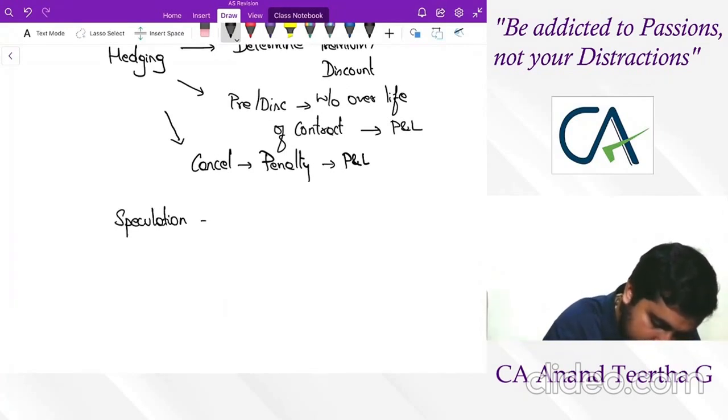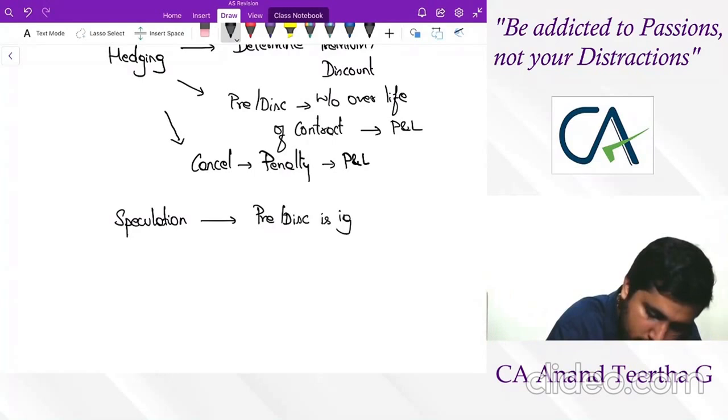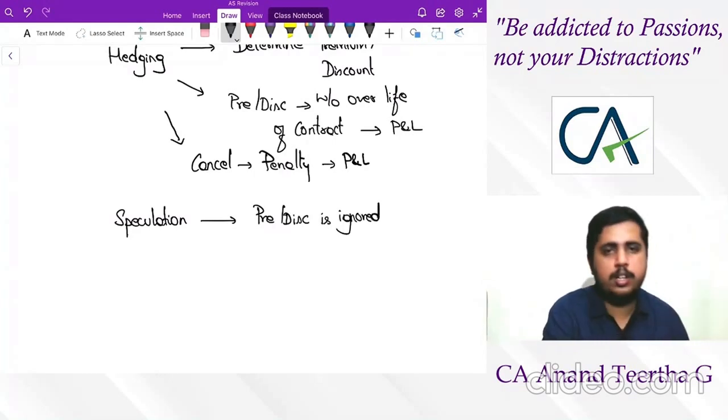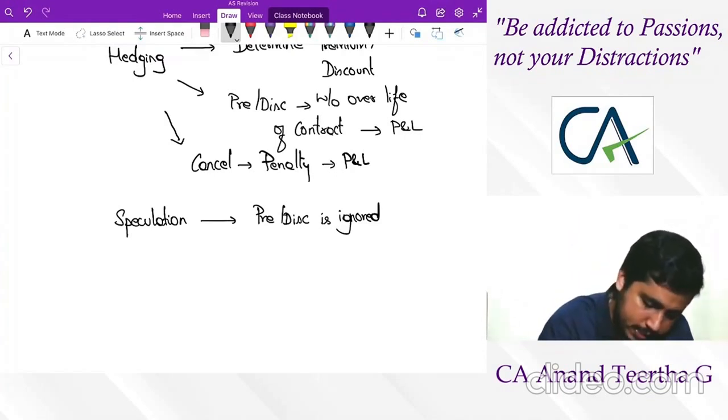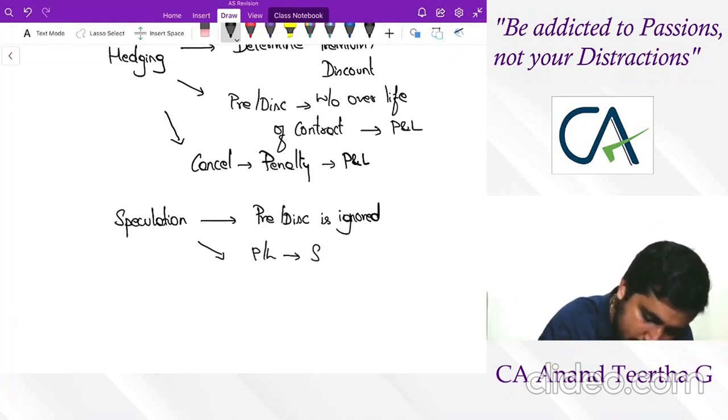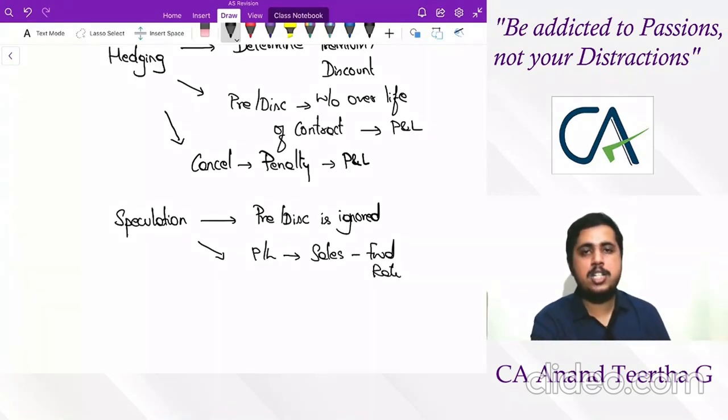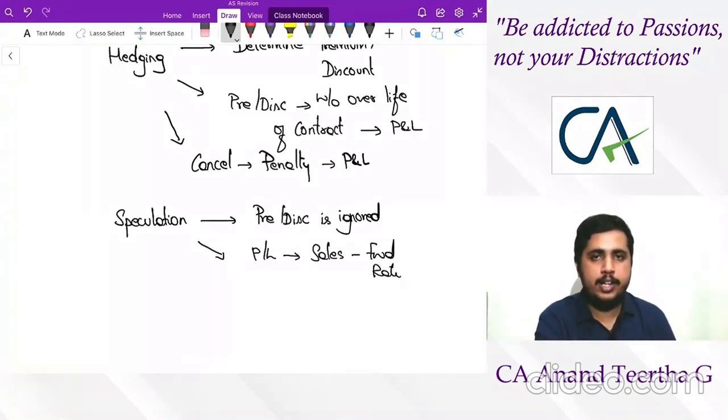From the speculation point of view, premium or discount is ignored. Leave it. You don't want it at all. Okay, leave premium or discount, not needed. Second, profit or loss is calculated as comparison to sales minus forward rate. Because in speculation, the intention is not to purchase dollar. Intention is to take advantage of the price fluctuation.